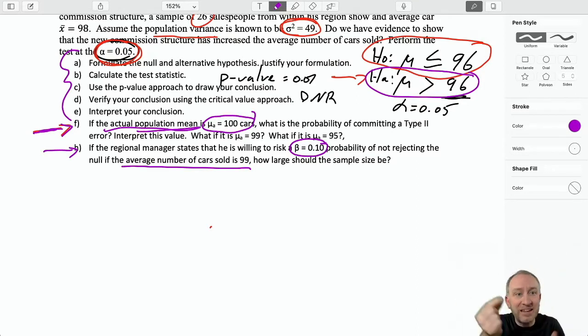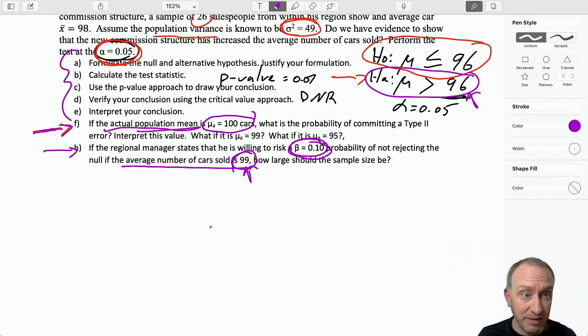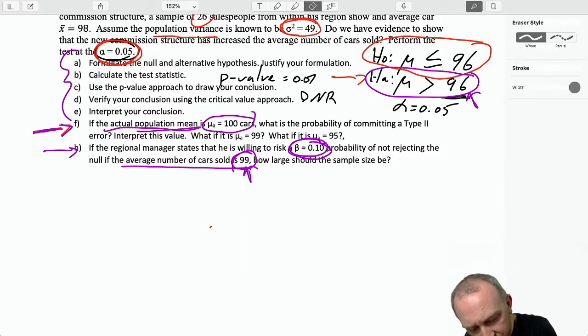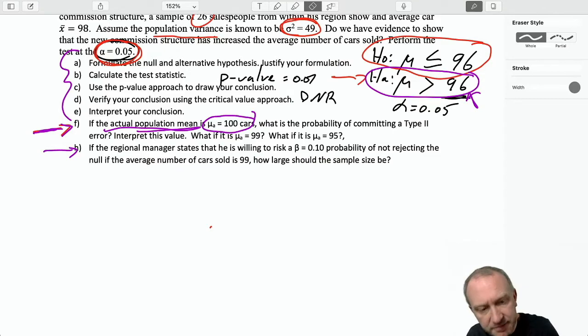I'm giving a magnitude of a tolerance, right? If the alternative is true by a magnitude of 3, I'm saying 3 because 99 is only 3 bigger than 96. If it's true by a magnitude of 3, I'm comfortable with a 10% chance of not even recognizing that impact. Okay? So again, how do we go about doing this?